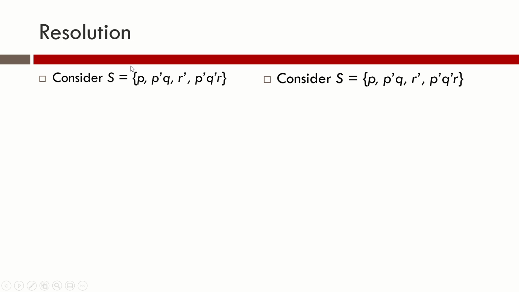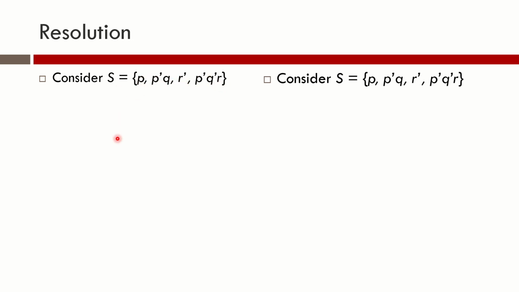This is the set of clauses that we need to resolve. We have a clause P, a clause P complement R, a clause R complement, and a clause P complement Q complement R. Okay, so this is the set of clauses that we need to resolve.